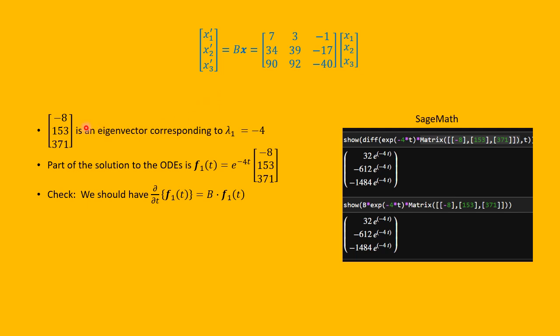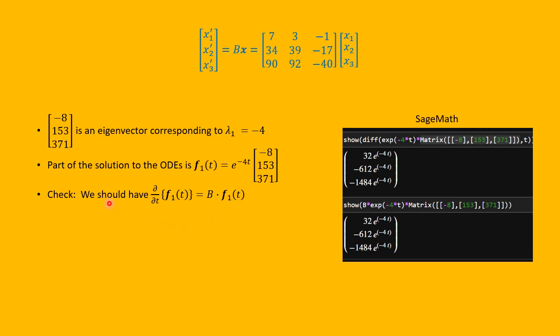So let's see. We found that this vector, -8, 153, 371, is an eigenvector of this matrix B corresponding to lambda sub 1 equals -4. So that tells us that part of the solution to that system of ODEs is f1 of t is e to the -4t times this eigenvector.